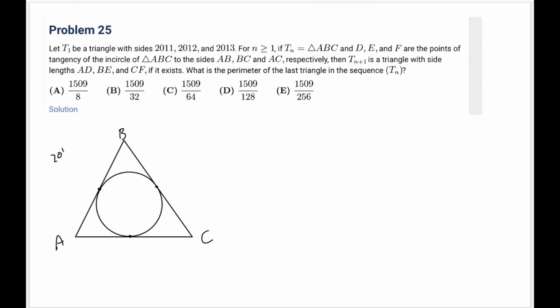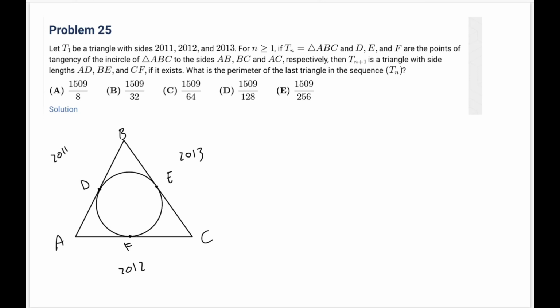So what we want is, this is 2011, this is 2012, and this is 2013. This is D, this is E, this is F, and so let's try to find what the values would be for each of these lines. We all know that this and this are the same value, this and this are the same, and this and this are the same, right?